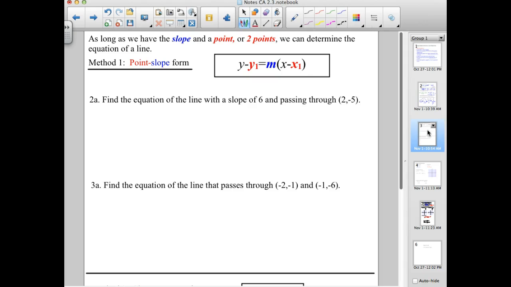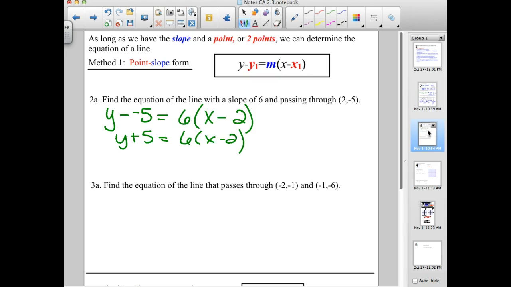Okay, so our first one says find an equation for the line that has a slope of 6 and passes through the point (2, -5). All right, so plugging it in, y minus what? Negative 5 equals my slope times x minus my x coordinate. Now we could simplify a little bit here, like the subtracting a negative, I probably would just put as y plus 5.